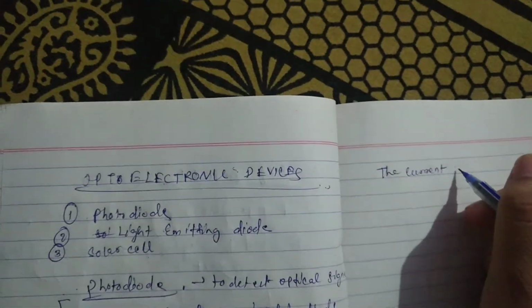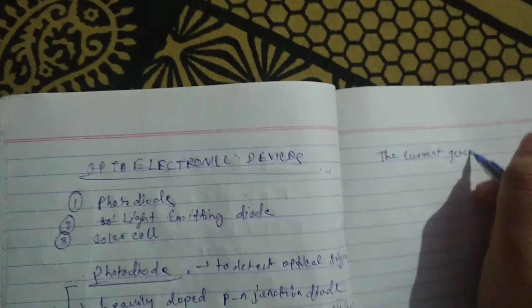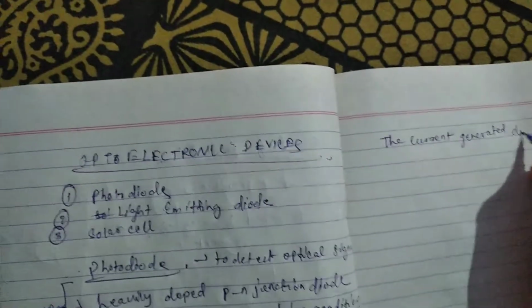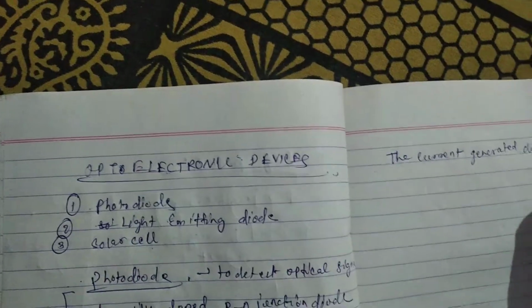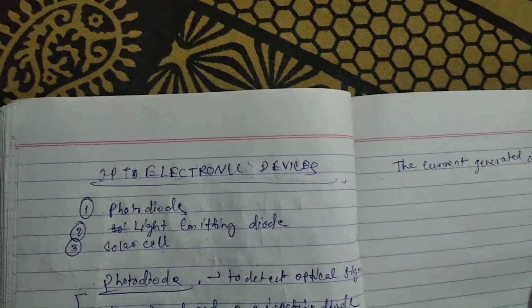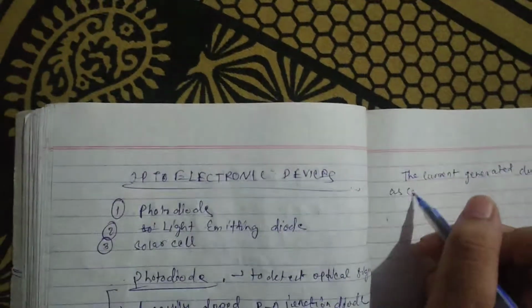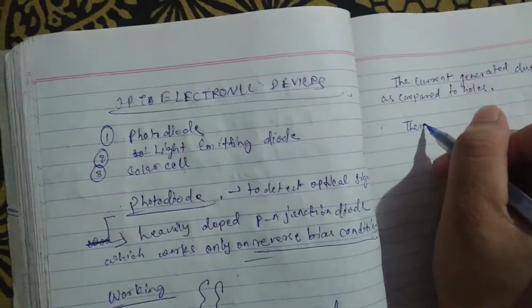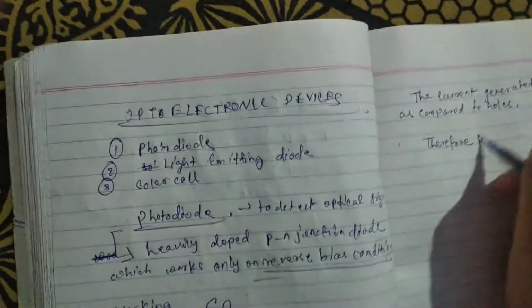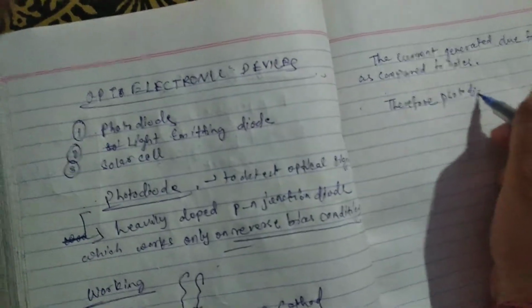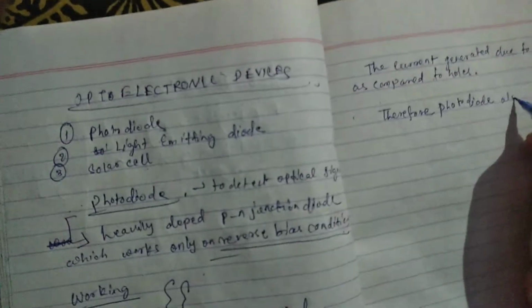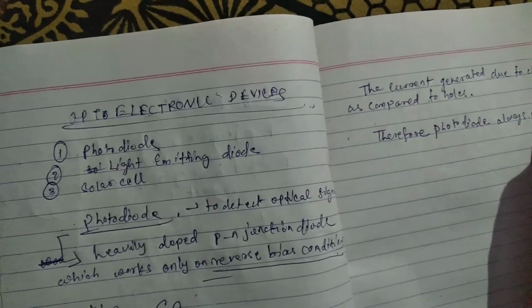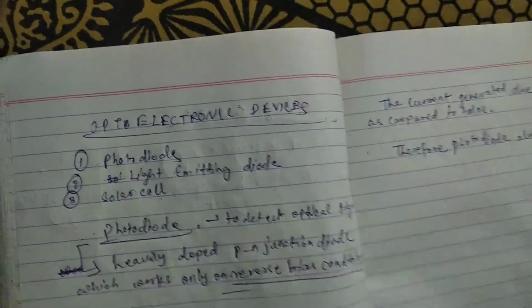The current generated due to electrons is lesser as compared to holes. Therefore, a photodiode always works on the reverse bias condition.